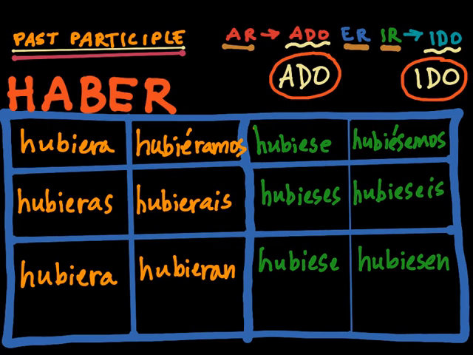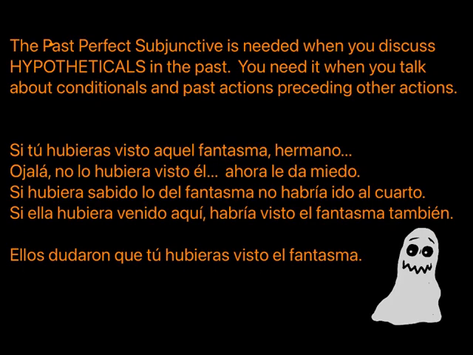So, haber, it will be hubiera, hubieras, hubiera, hubiéramos, hubierais, hubieran. And note that for the nosotros form, it will have the accent mark. And also note that the first and third person forms coincide. It is the same. All right. So after we review these two concepts, let's proceed.